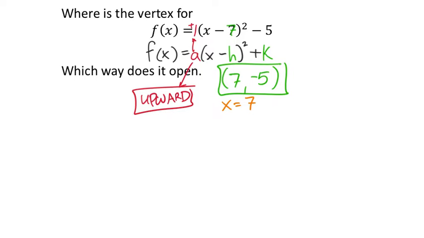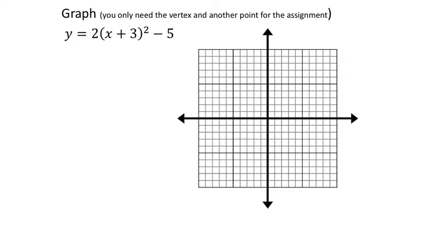Now the question is, now that we have a vertex, could you actually put that vertex on a graph? I hope you could, because that's just graphing an ordered pair. Is that the only ordered pair you need? Of course not. But we need at least this one so we can find where the tip of that parabola is. On the assignment, you're going to need only 2 points to graph. You're going to need a vertex, and then any other point will do. How you find that point is completely up to you.